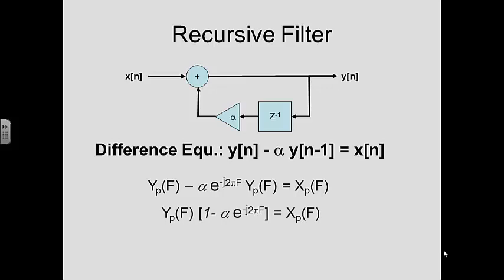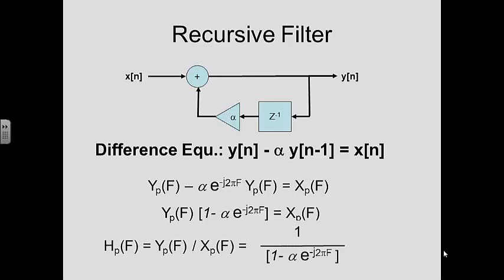Make the ratio Y of f over X of f. Well, factor out the Y of f first. Then make the ratio Y of f over X of f. It's simply 1 over 1 minus alpha e to the minus j 2 pi f, which, if you look back in your notes, we derived four other different ways. I like this way. That was pretty easy. And more complicated, longer difference equations just mean you're going to get more terms in here.